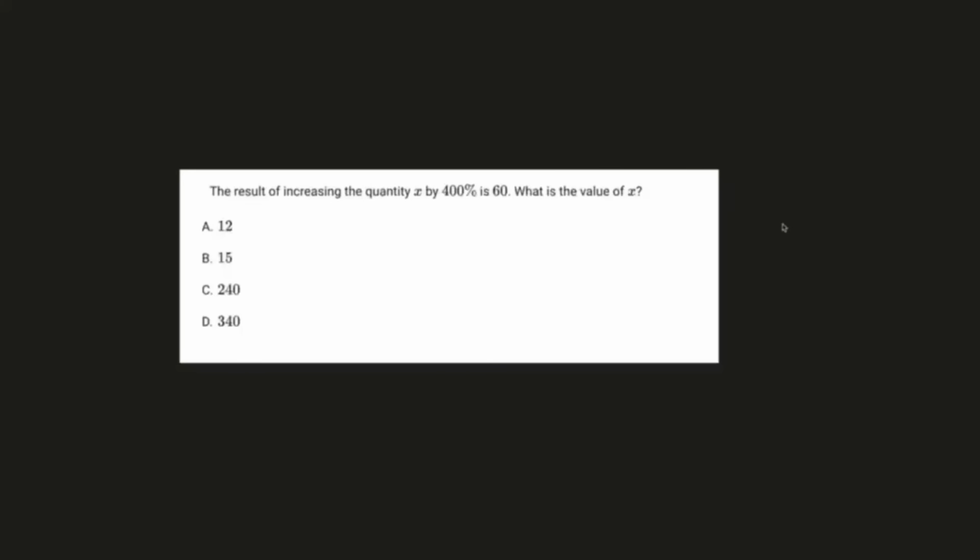So this is a very common percent problem that you might get on your exam. It says the result of increasing the quantity X by 400% is 60. What is the value of X? All right. So first off, let's just write a mathematical equation to represent this scenario. So we have X, that's our starting value. We're increasing the quantity of X by 400%, right? So we're adding 400% of X to X. So we can just represent this by plus 4X. And we know our final value will be 60.